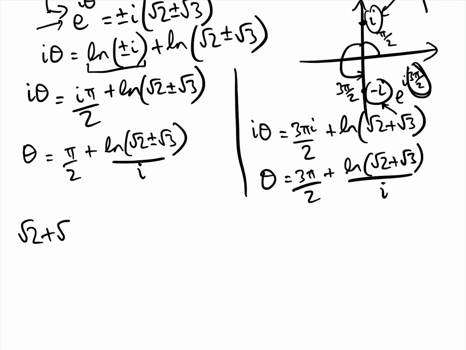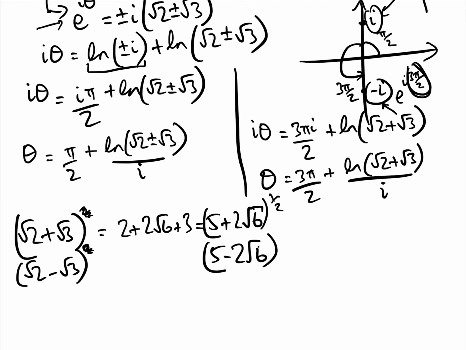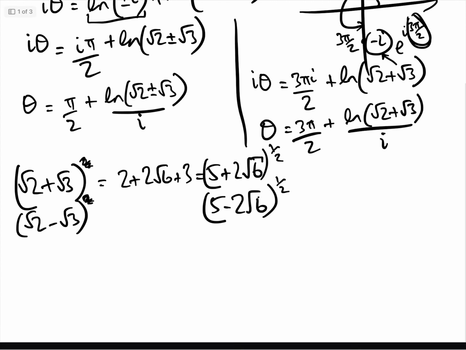Root 2 plus root 3 squared is equal to 2 plus 2 root 6 plus 3, which equals 5 plus 2 root 6. And likewise, root 2 minus root 3 squared is equal to 5 minus 2 root 6. So therefore, root 2 plus root 3 and root 2 minus root 3 are equal to the square root of those respectively. So we can stick those in. It just tidies things up a little bit.